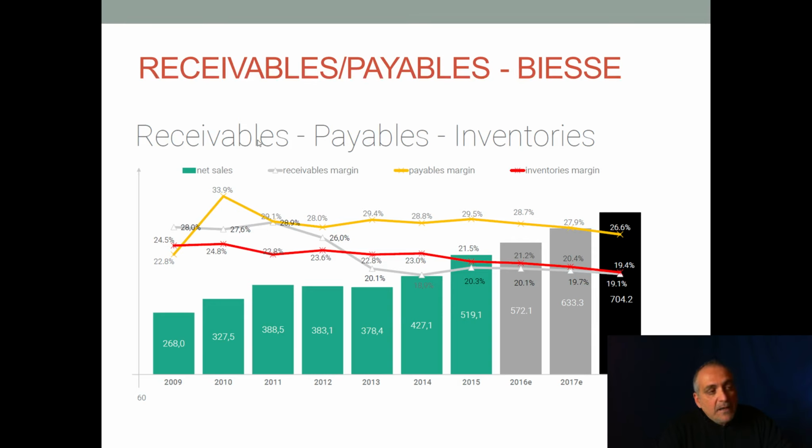Clearly, by looking at receivables, payables, and inventories and how they move, we can get a very interesting analysis of how the business is evolving, the current business, okay? The working capital is evolving. And this is something very important.